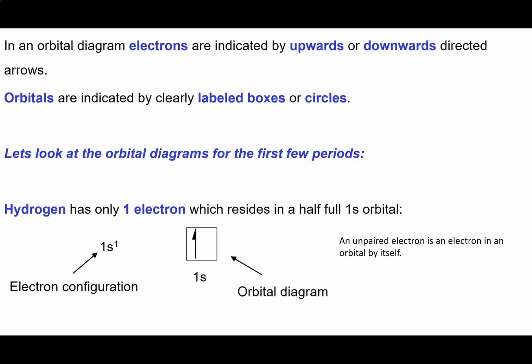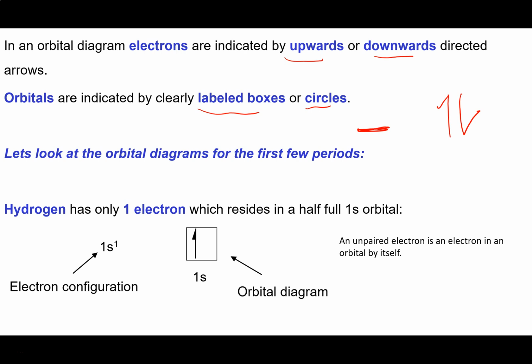So in an electron orbital diagram, the electrons are indicated by either upwards or downwards directed arrows. They're normally these half-headed arrows. And then we put them in either labeled boxes or circles, or like I said, people generally just put a line. So we can go through and have a look at a few of these orbital diagrams and some of the terms that we're going to use to describe them.